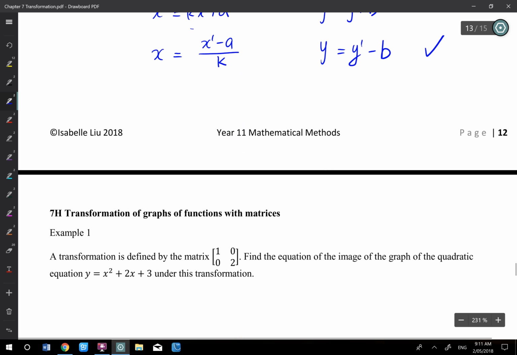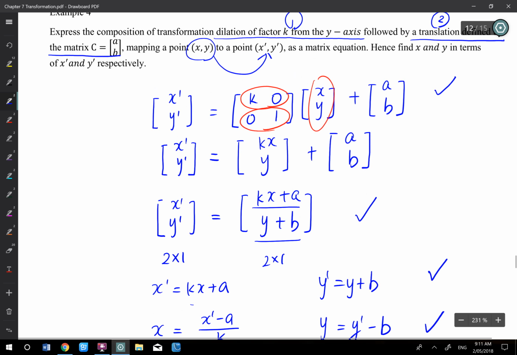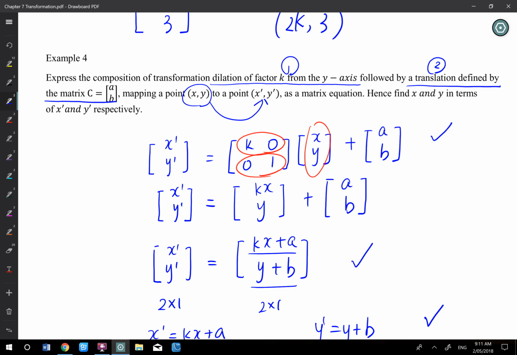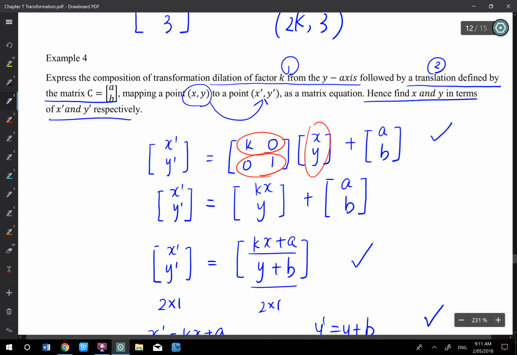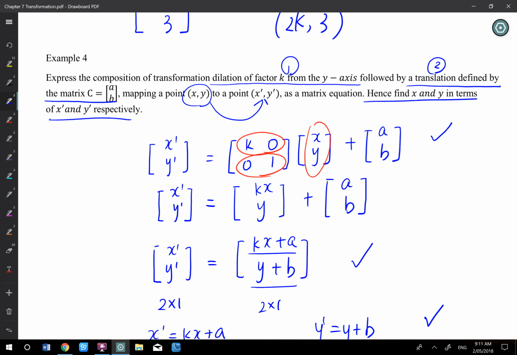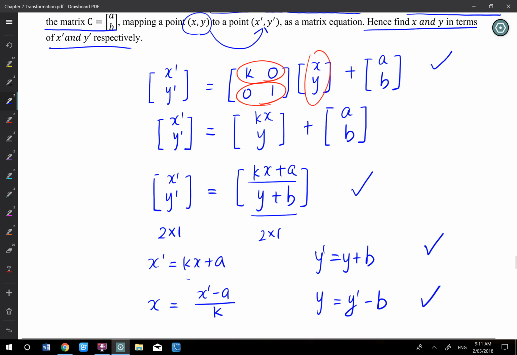Any questions before I start example 2? Yes? The question is just hence find x, y in terms of x', y'. They want an expression. Why do we need to make x, y the subject? Because I want to substitute that into the original to achieve the result later. But in this question, they stop here. Okay, that's it.